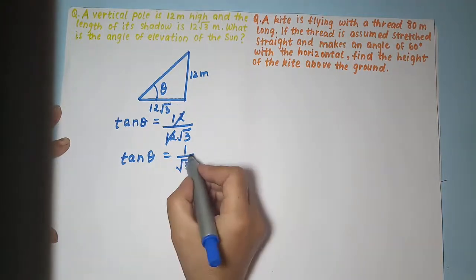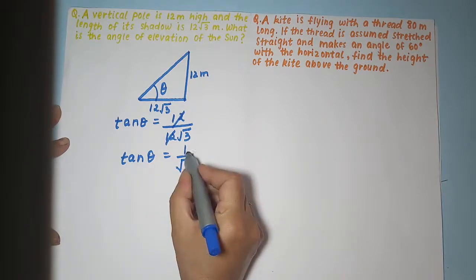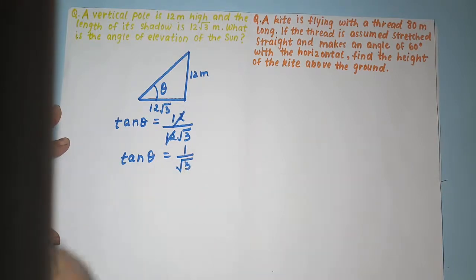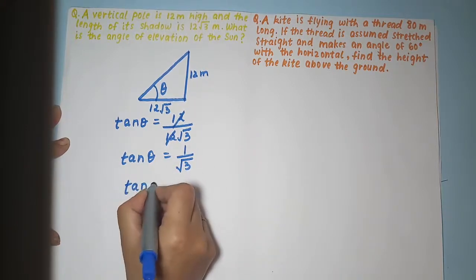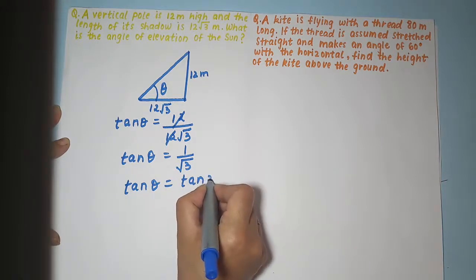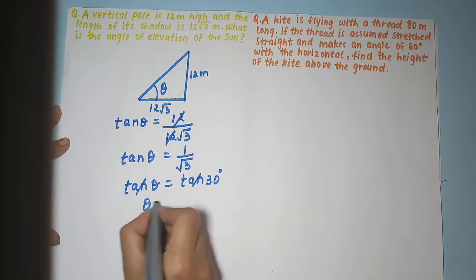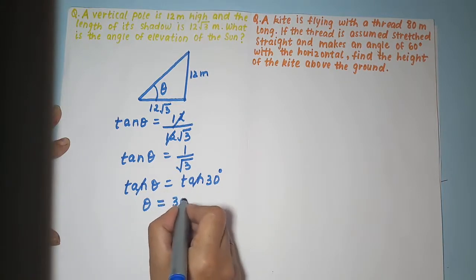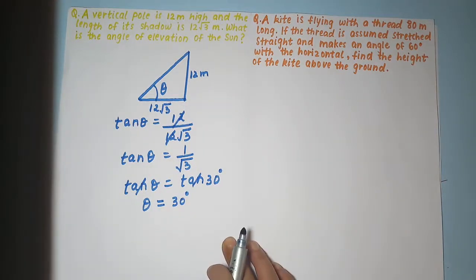Now, for which angle of tan we have 1 by root 3? Tan 30. Tan 30 is 1 by root 3. So, we can write tan theta is equal to tan 30. So, what will we get? We will get rid of this tan and we will be left with theta is equal to 30 degree. Right? So, we have found this angle theta as 30 degree.